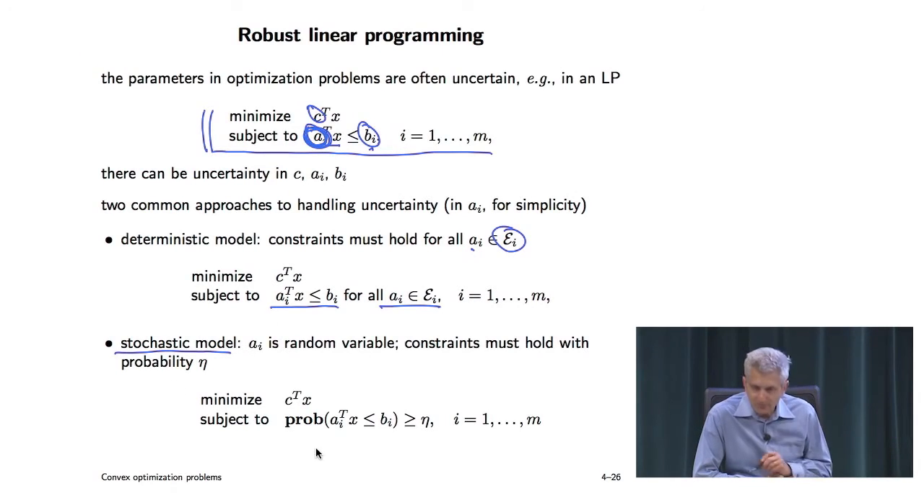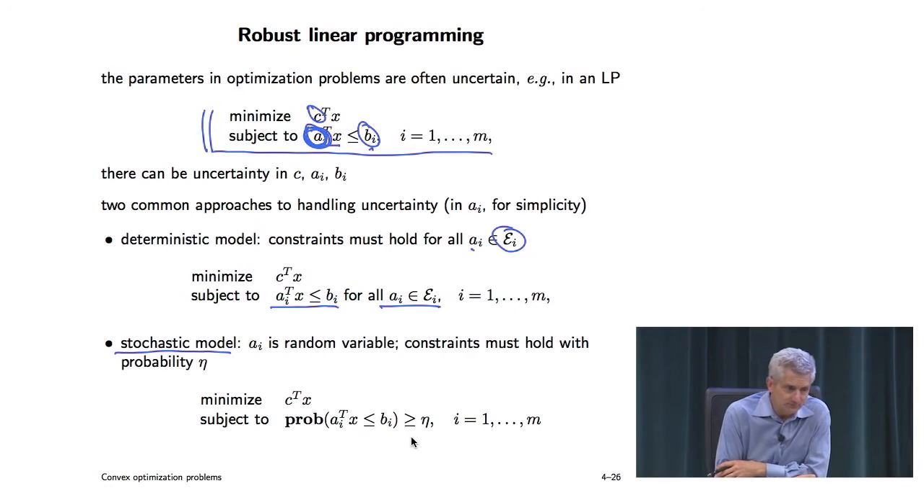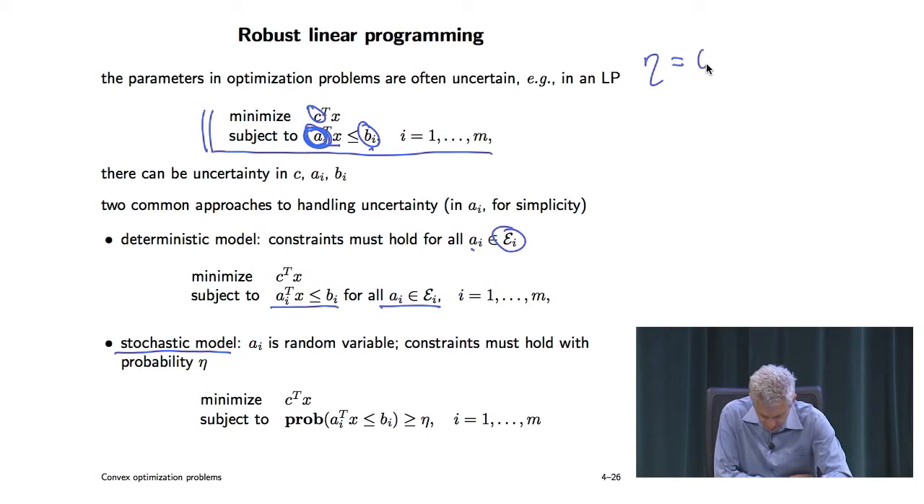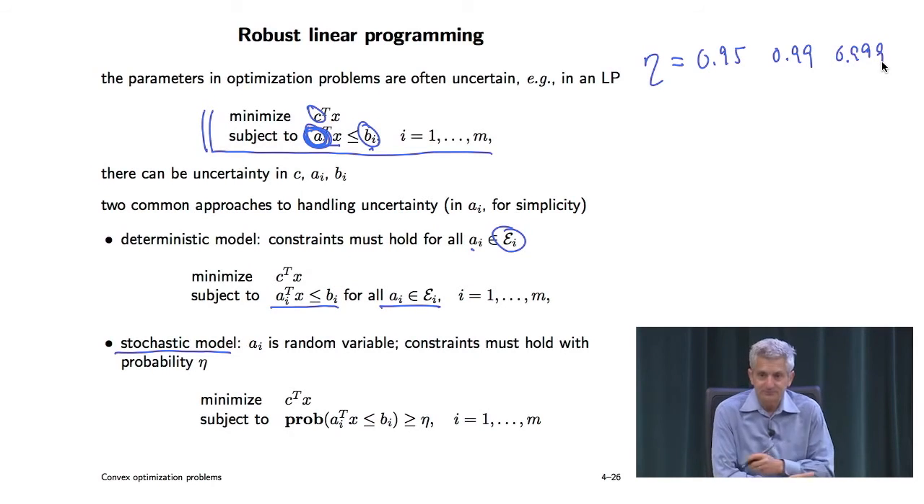Another model is the stochastic model, and that says that these a_i are random variables, and the constraints have to hold with some probability. For example, 90%, 99%. Typical ones would be, in fact, things like these, which are the ones of interest. There's not that many of interest, frankly. And there's maybe one more, something like that. These are the three of interest.